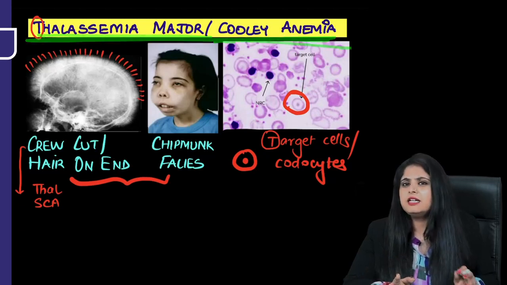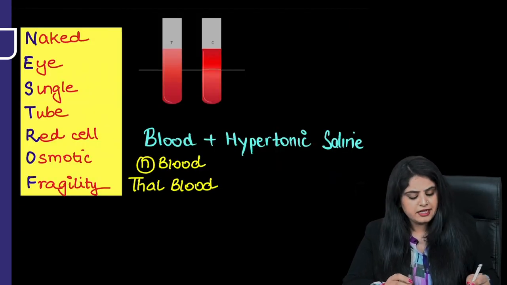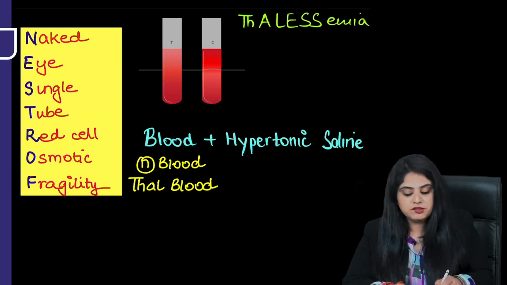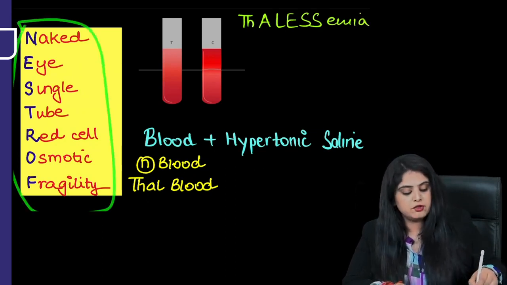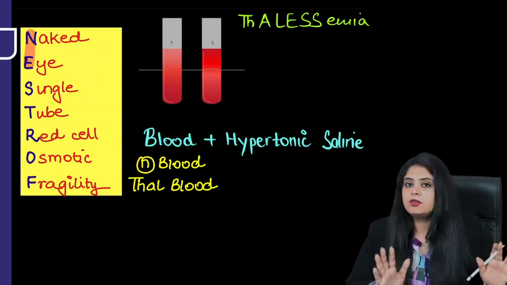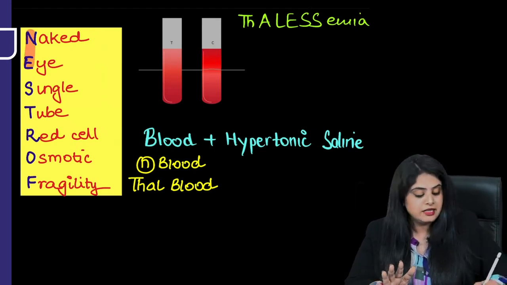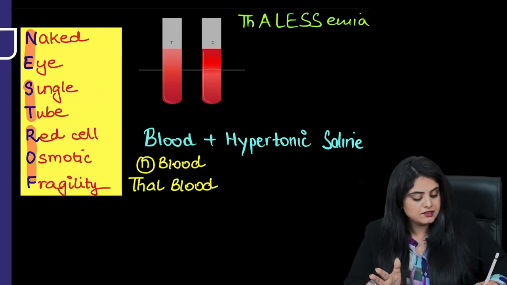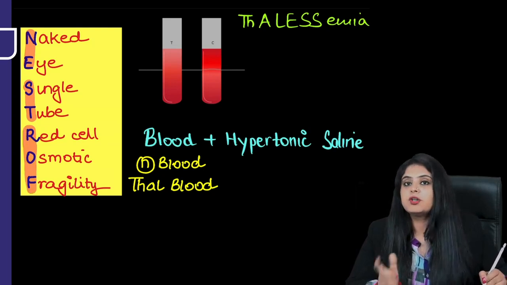Is there any screening test that we do for thalassemia? Yes, I'm going to write the mnemonic thalassemia like this. Everyone, from today onwards, you will write thalassemia like this, because first I'll tell you there is a test called NESTROF. See what the full form is. Naked eye means you don't need any microscope, you're doing this test with your eyes. Single tube, you're just using a single test tube in front of you and testing RBC osmotic fragility.